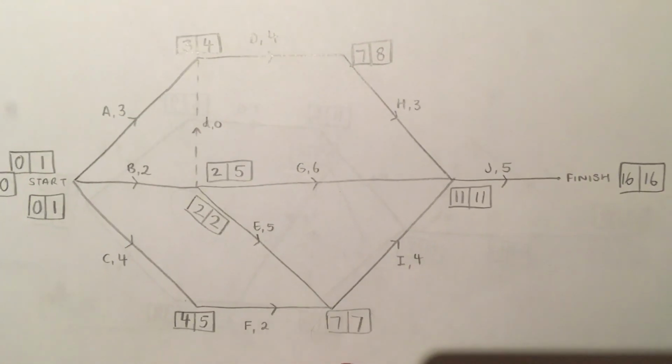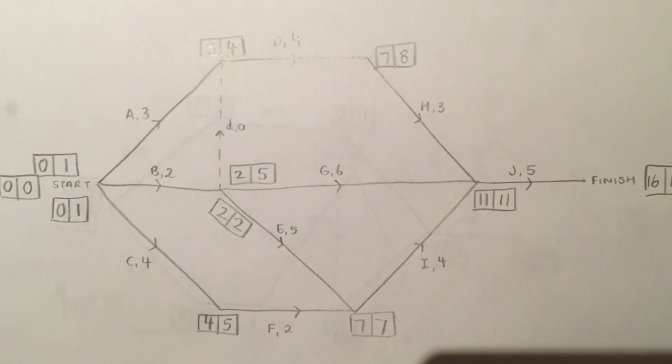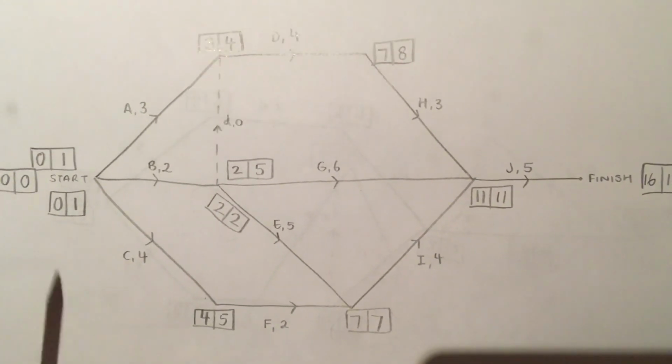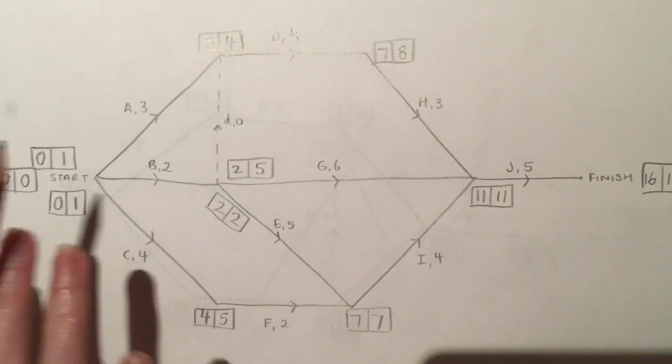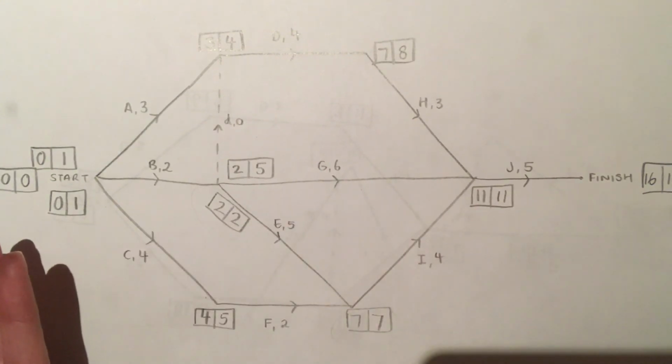Okay, so let me know if you have any questions about this. It's a complicated process when you start learning it, but after a while it gets easier. Just make sure you've got the right amount of boxes, that they're always at the start of each edge. When you're moving forwards, you take the largest value. When you're moving backwards, you take the smallest value.